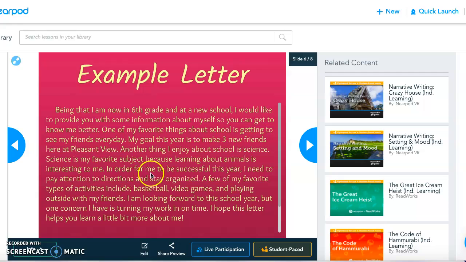In order for me to be successful, here's another component you need. In order for me to be successful this year, I need to pay attention to directions and stay organized. That is my sentence explaining how I will be successful in school this year. Okay? Paying attention to directions and staying organized.